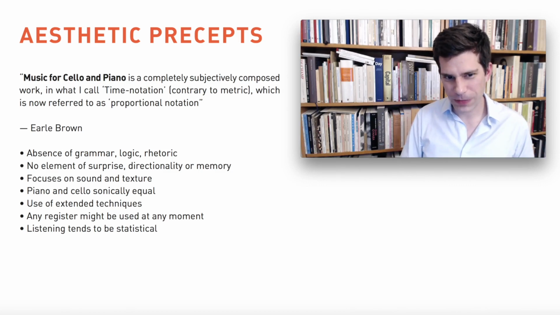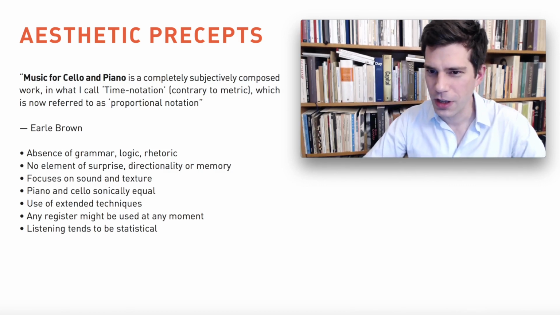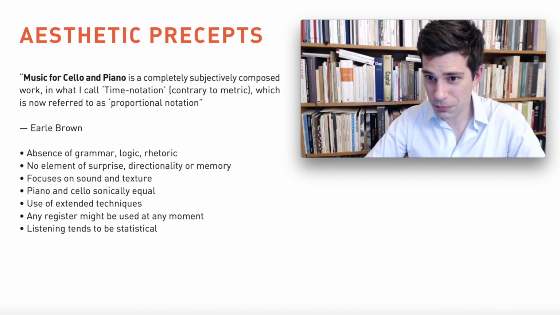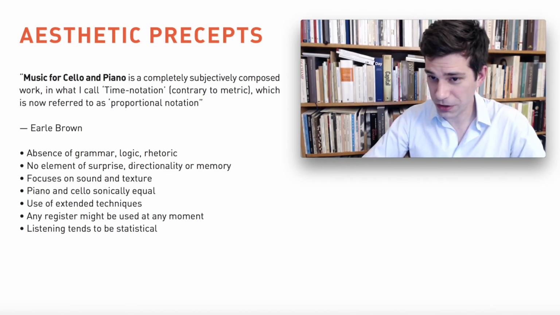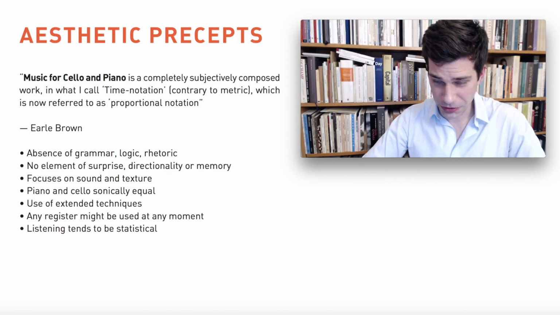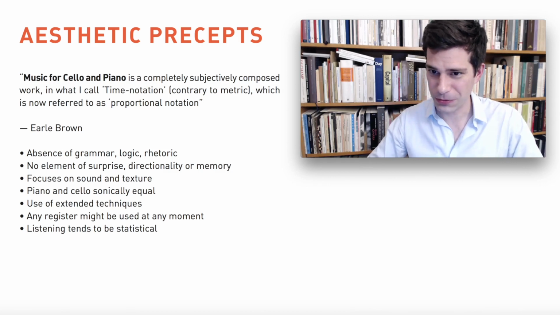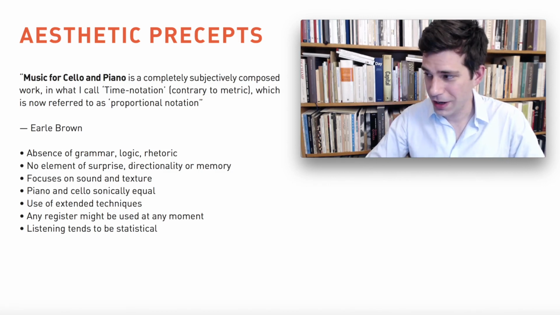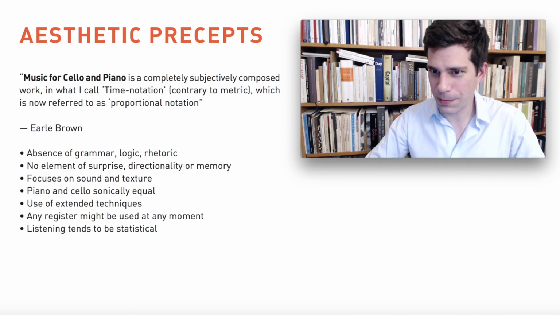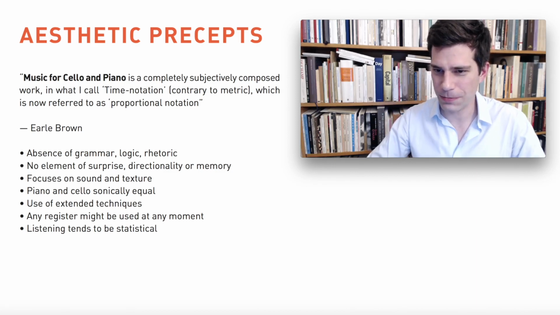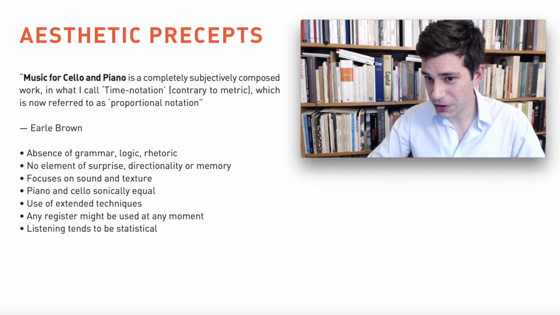And what Earle Brown does in Music for Cello and Piano, that is so extraordinary, and I think he really is one of the first composers in history to have done this, is to treat the cello and piano as equivalent, as equal. He writes for them in exactly the same way. So you don't have a foreground-background hierarchy in this piece. The two instruments exist on the same plane. They are given exactly the same type of material.